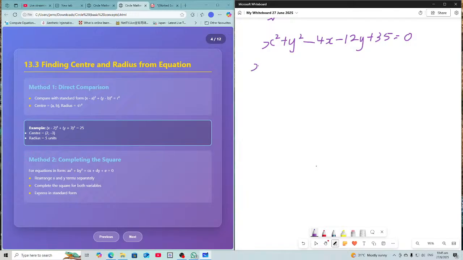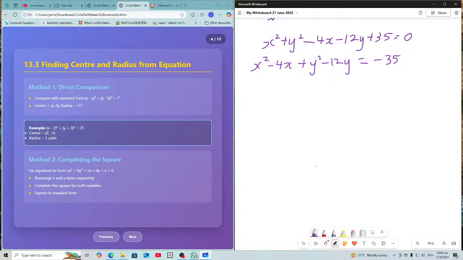So I'm going to group it up. So you see over here, I'm going to group this together, and of course the y will be grouped together as well. So now if you have got this, now notice something. I want you to do something interesting. Look at the constant 35. Catch this. I'm going to throw this to the right side. So this is negative 35.